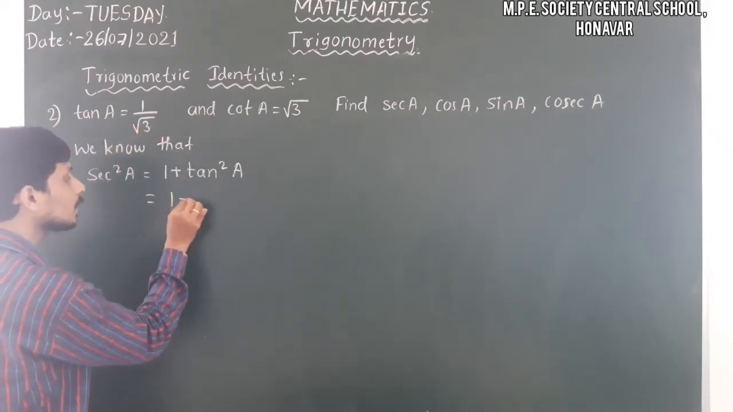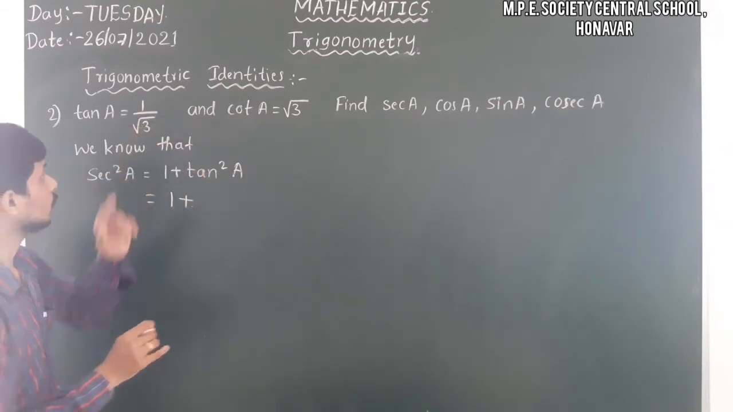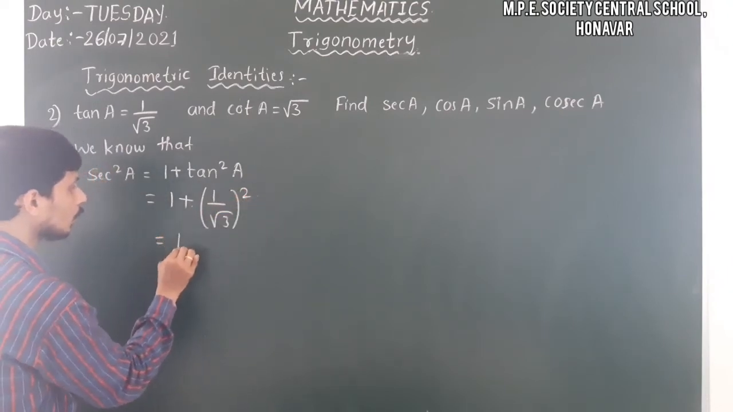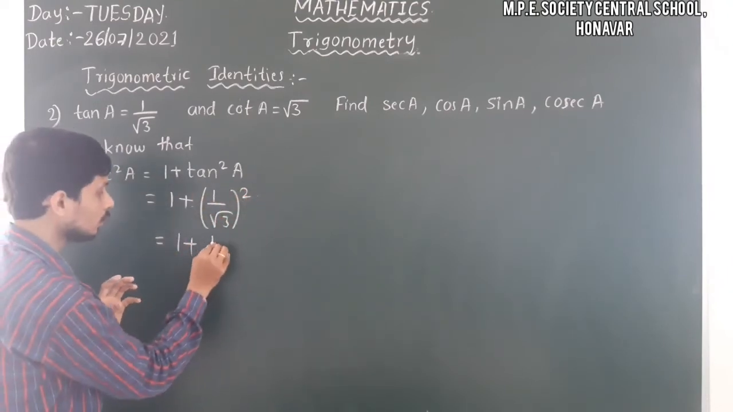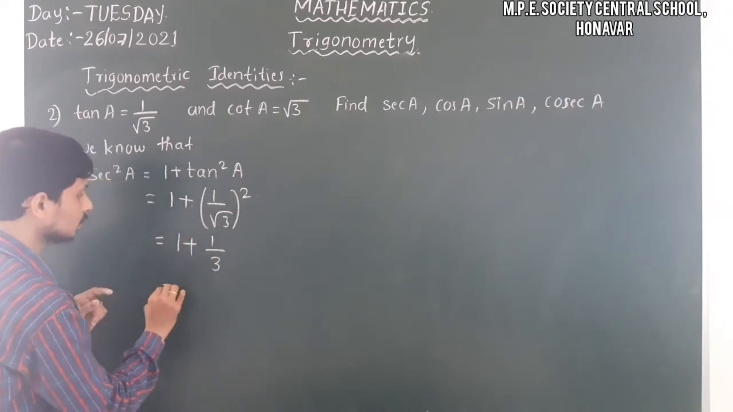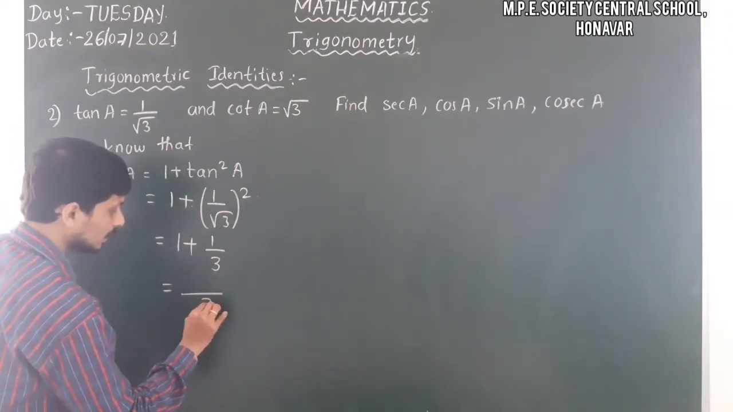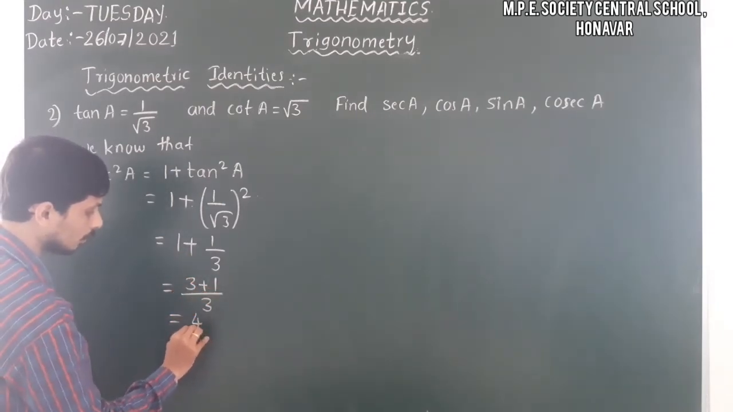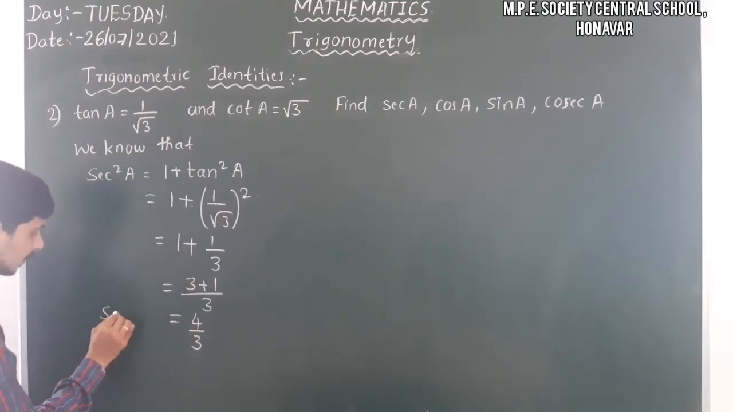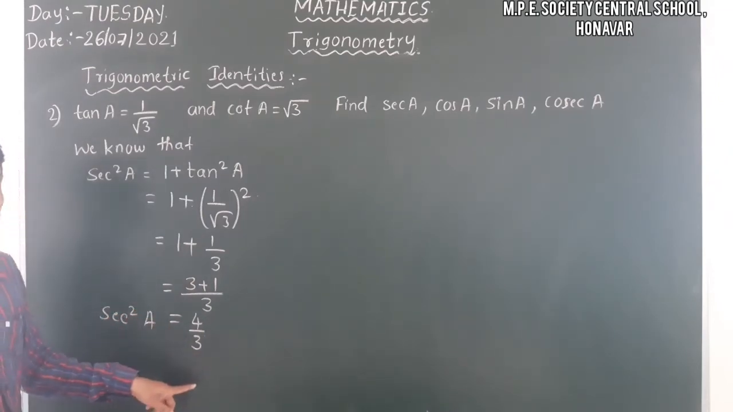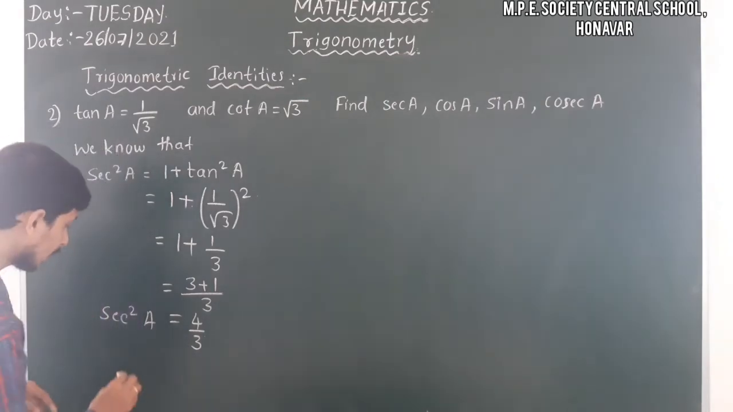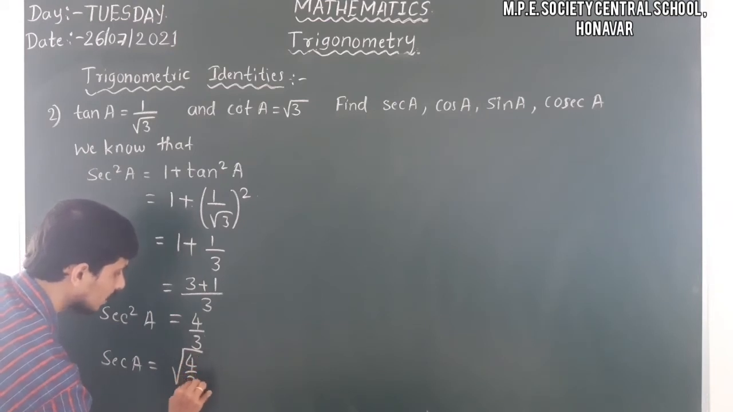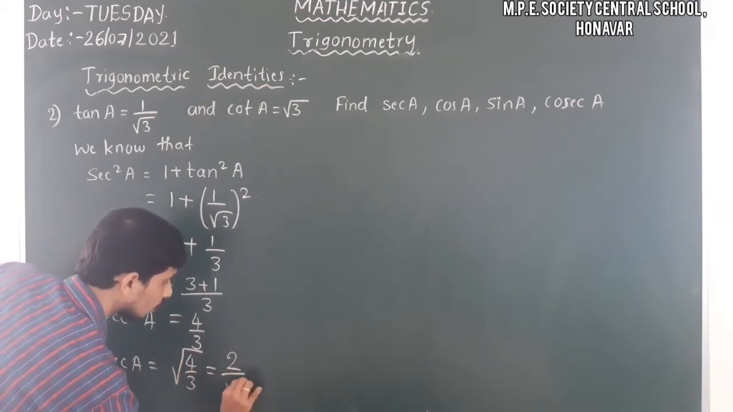It is 1 plus, in place of tan a, substitute 1 by root 3, whole square. That is 1 plus 1 square, which is 1, over root 3 square, which is 3. Take the LCM, which is 3: we get 3 plus 1, which is 4, divided by 3. So secant square a is equal to 4 by 3. Then secant a is equal to the square root of 4 by 3, which is 2 by root 3.